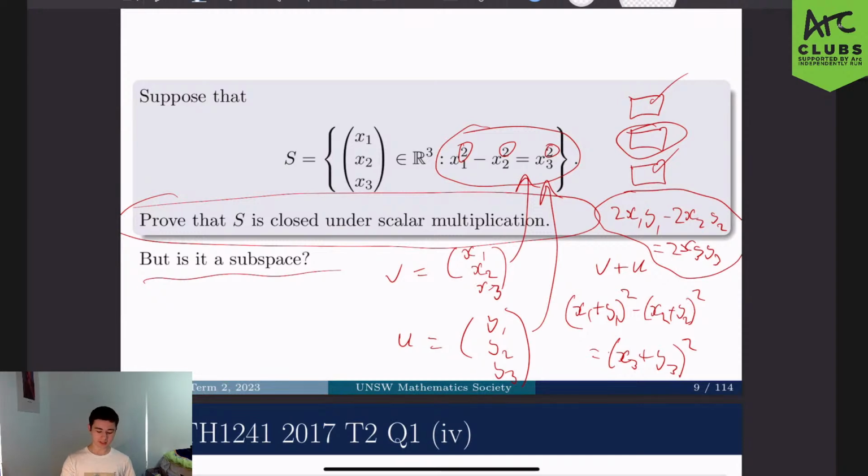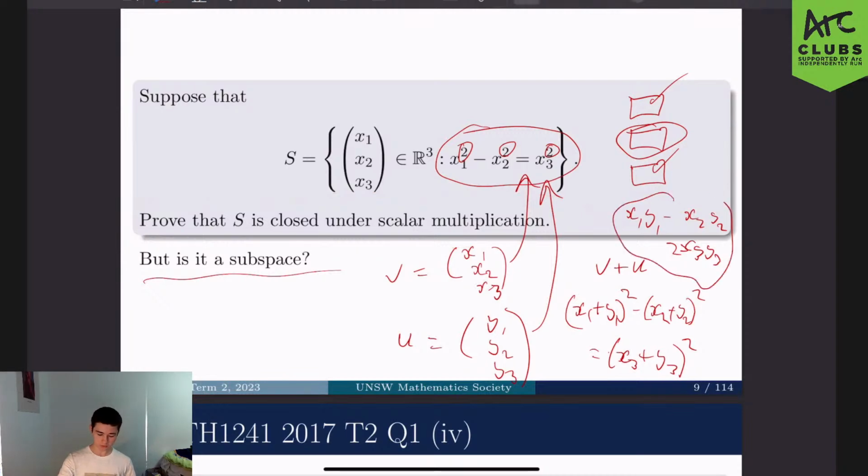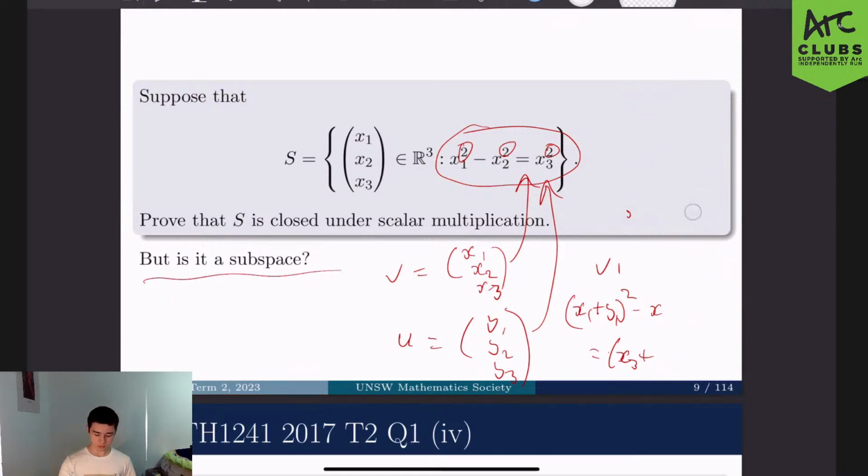Another thing we can do, to prove that it is not closed, is formulate an example where this equation that we just derived from u plus v, the addition, we can substitute 2 random values within S to see if it satisfies this very condition. So there we have it. We've done the question. We're very happy.